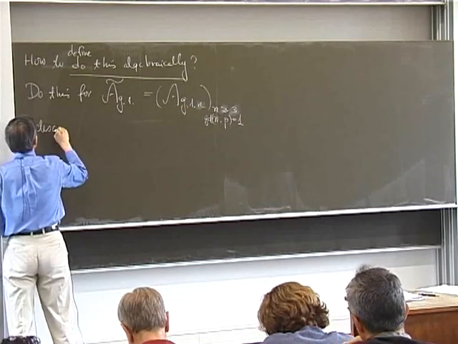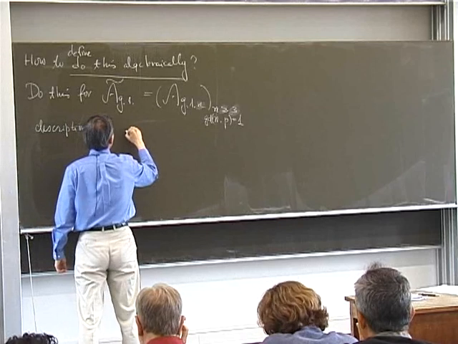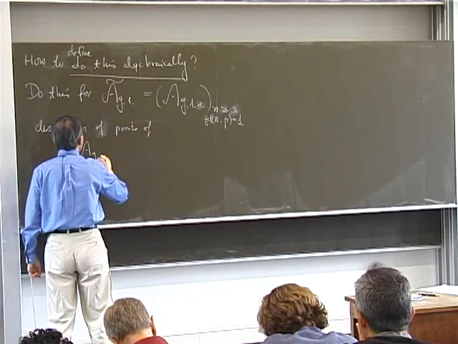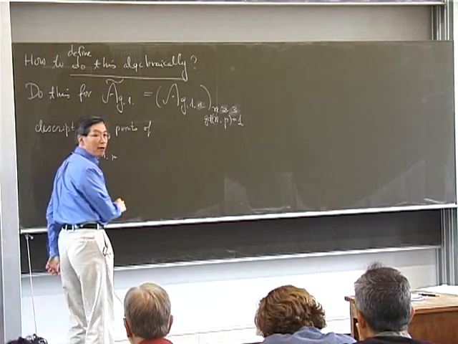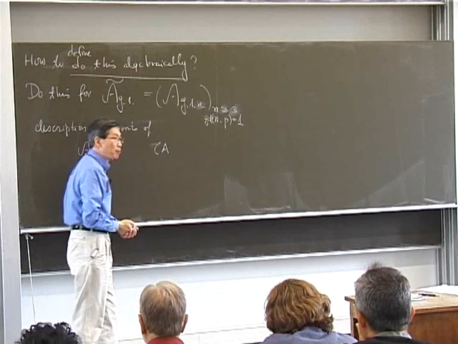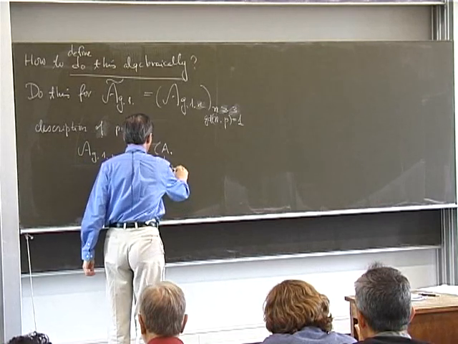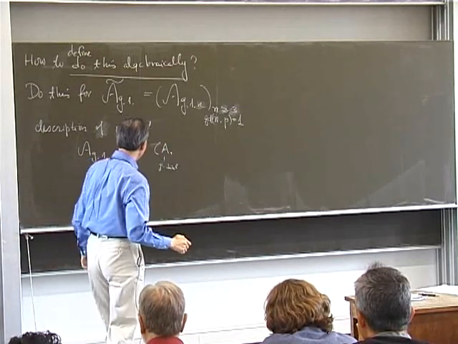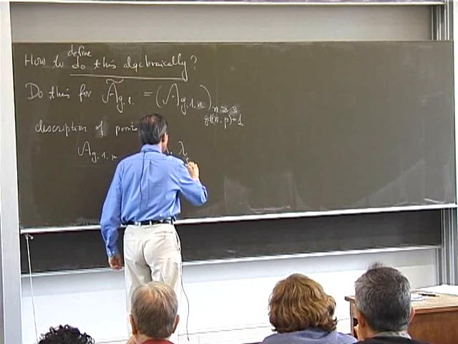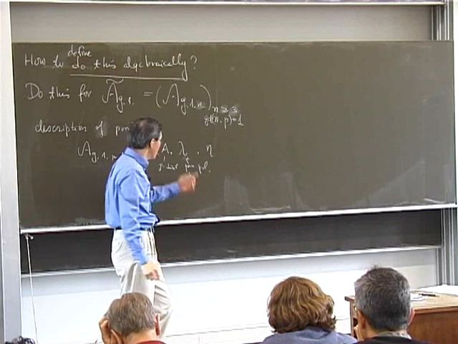So the description, or definition, of, let's first recall the description of points of AG1 n for fixed n. A point of AG1 n corresponds to, the way you typically get a point is that you have a g-dimensional principally polarized abelian variety A, and I have a principal polarization lambda. And I have eta, which is a level n structure.